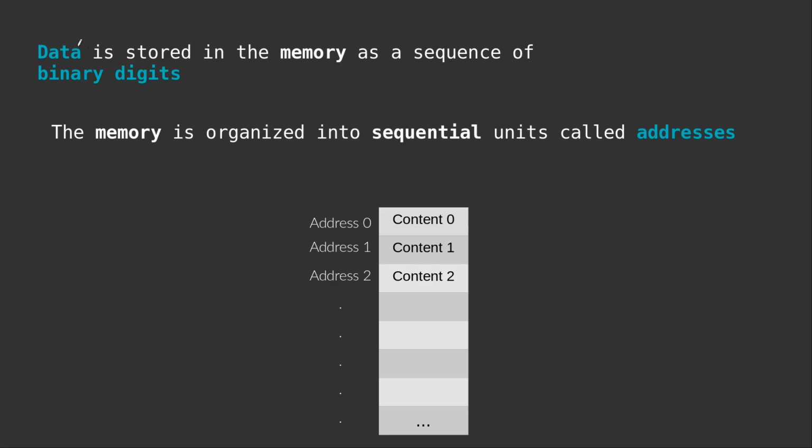The memory is organized into sequential units called addresses. We can consider them as boxes, and each box has a certain name, and inside each box we have certain data. Usually in modern systems, they are byte accessible. This means that each memory location here stores 1 byte, which is 8 bits.